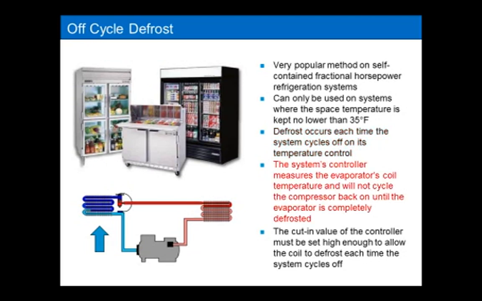Because we're using the control to monitor the coil temperature, we have to make sure that the coil temperature monitoring is proper, and we're going to talk about how that is done, basically using either a temperature control or pressure control. Whatever method you're using, whether it's a pressure control or temperature control, you've got to make sure the cut-in value, the turn-on value of that controller, is high enough to make sure the coil defrosts every time it cycles off.